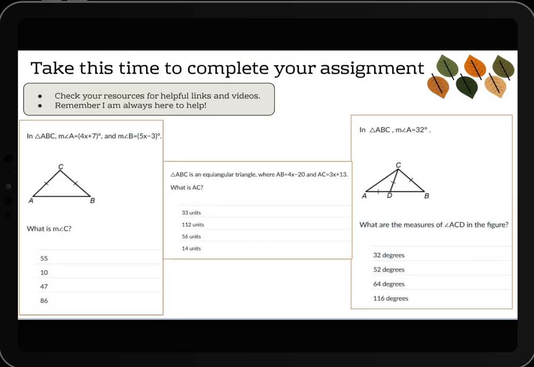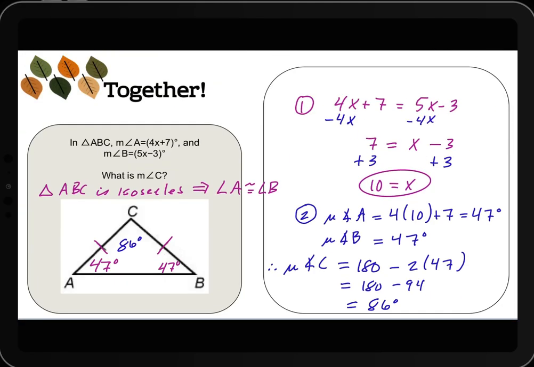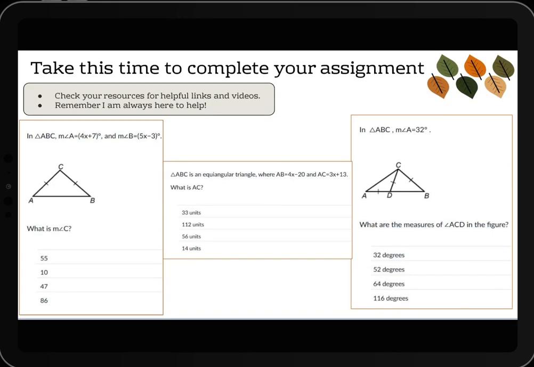So that's going to be our exit ticket here for today. We are looking for the measure of angle C. We just did an example of that, okay? And in our case, our problem was this problem right here. So just referencing that example of that slide, I would refer to that.